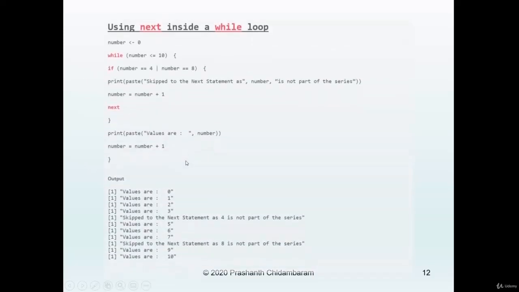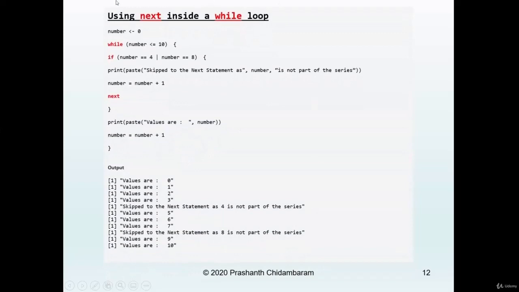So let's try an example now using next inside of a while loop. I've highlighted next and while. So the number is initially 0. While number is less than or equal to 10, right? So in the first case, obviously that's true. If number equal to 4 or number equal to 8, print paste, skip to the next statement as number is not part of the series.